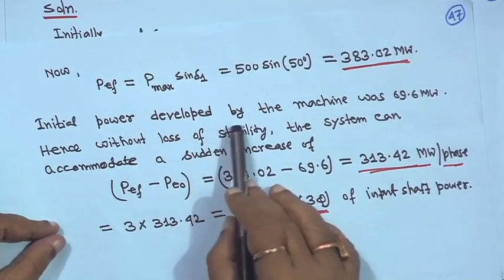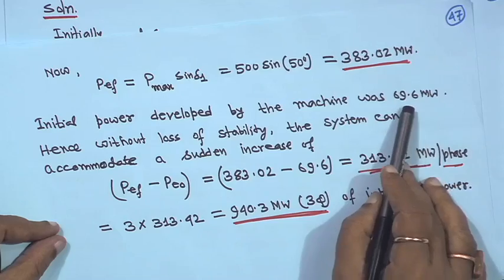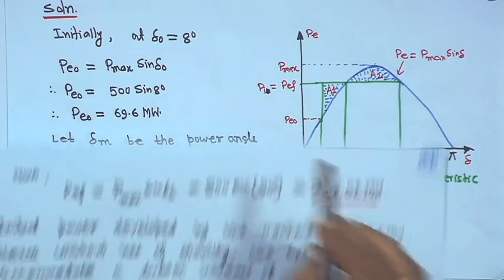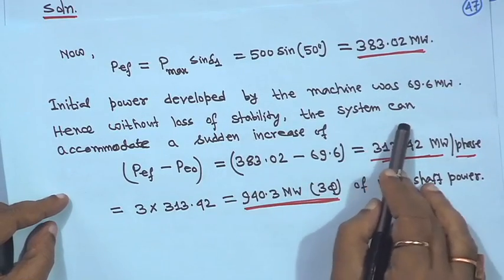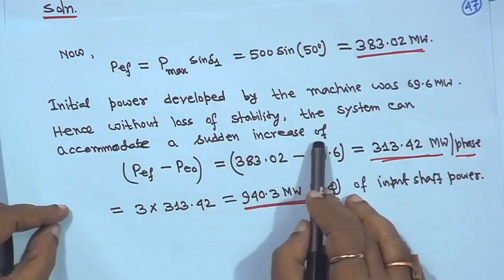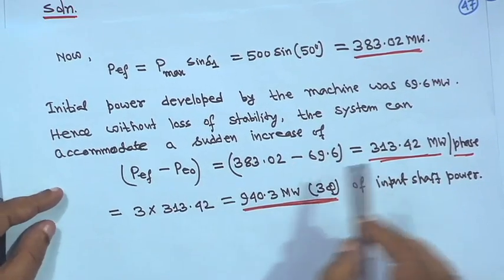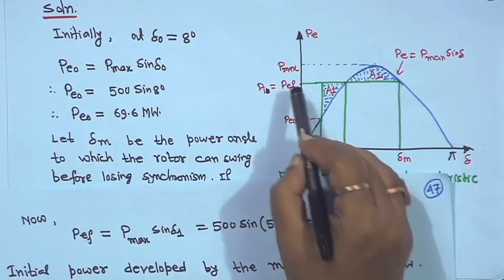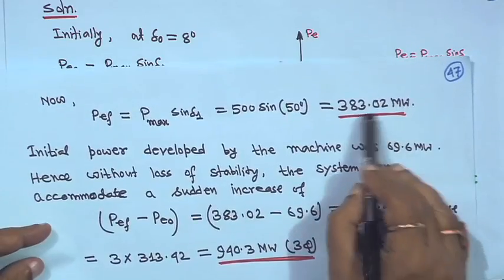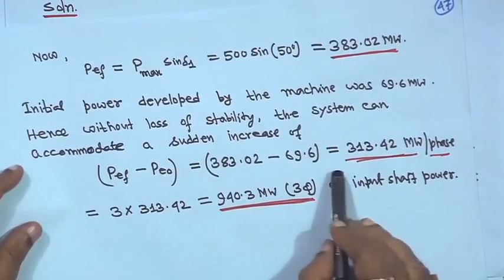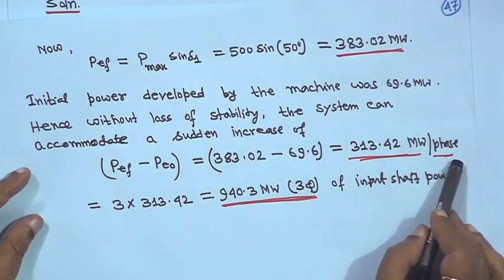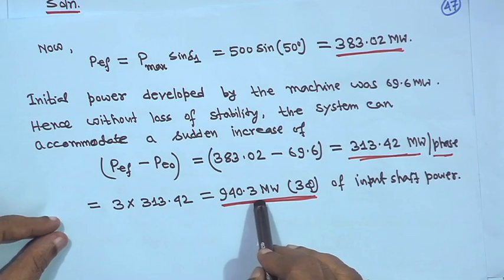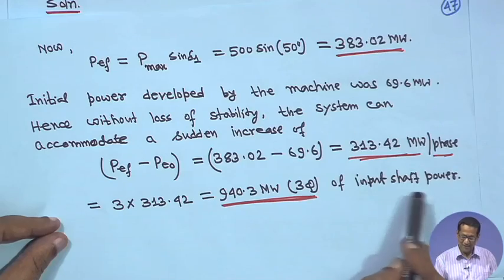The initial power delivered by the machine was 69.6 megawatt, which we computed at this point. Hence, without loss of stability the system can accommodate a sudden increase of P F minus P 0, that is 383.02 minus 69.6, which is 313.42 megawatt per phase. For a 3 phase system, multiply by 3 and it becomes 940.3 megawatt of input shaft power.